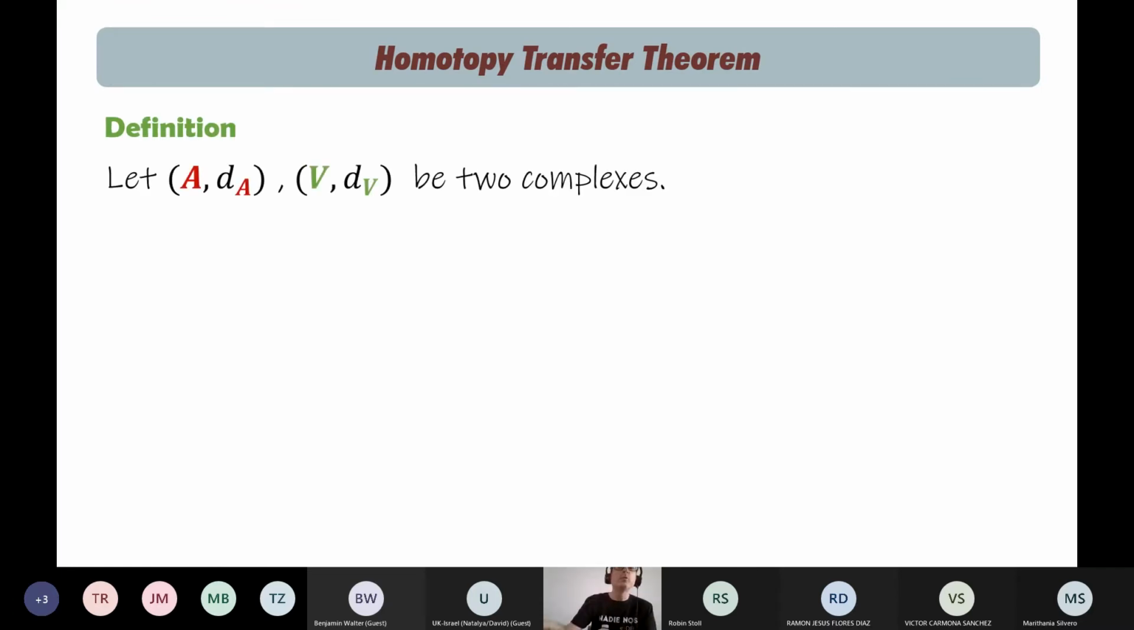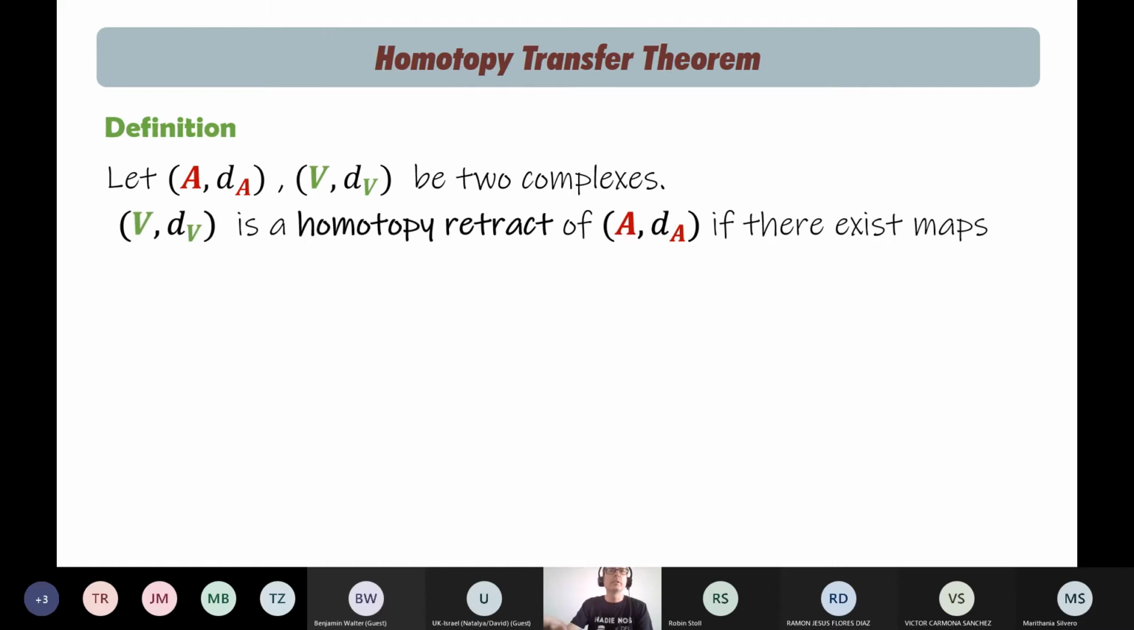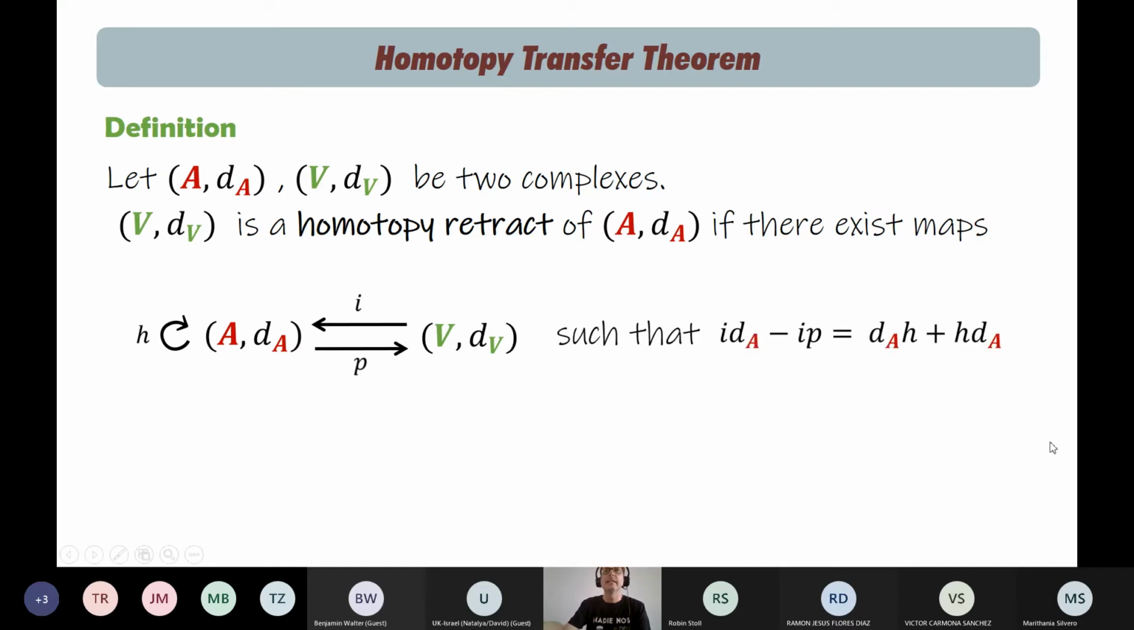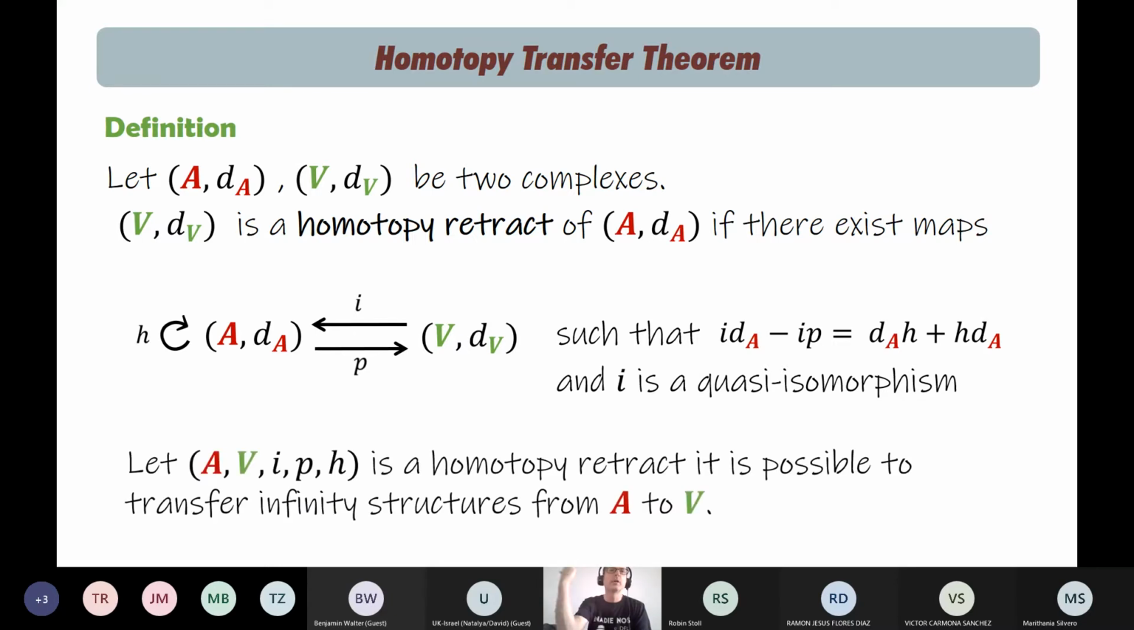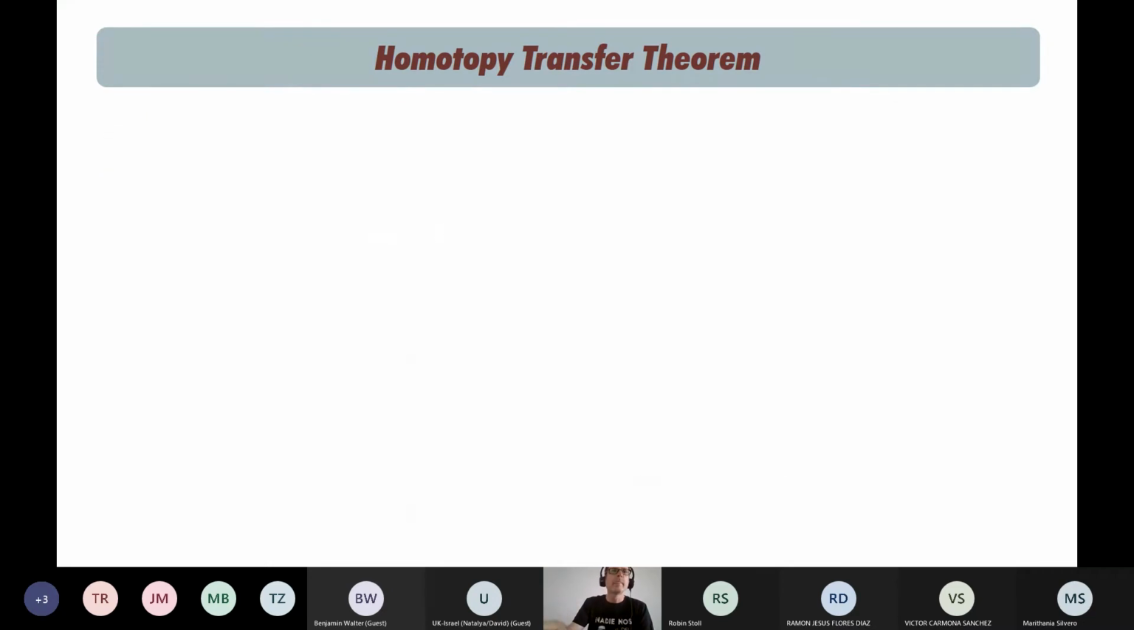We consider two complexes, then a contraction between these two complexes is three linear maps satisfying that H is a homotopy between the identity on A and the composition of P and I, and P is a quasi-isomorphism of complexes. So we have a homotopy retract, and we can transfer infinity structures from A to V. Let's see how. And this can be done explicitly also.